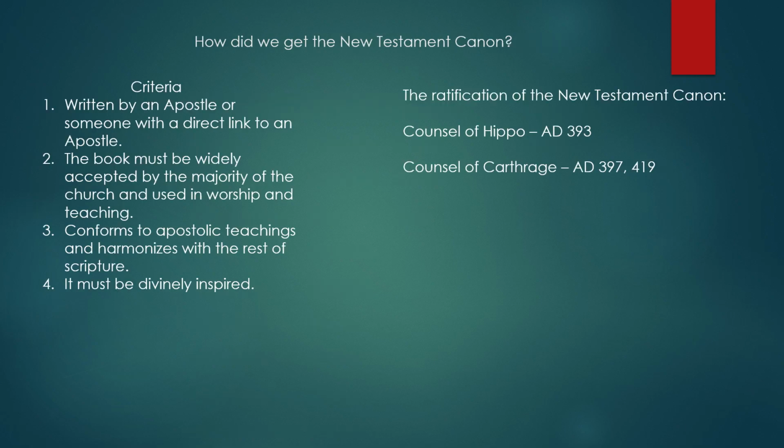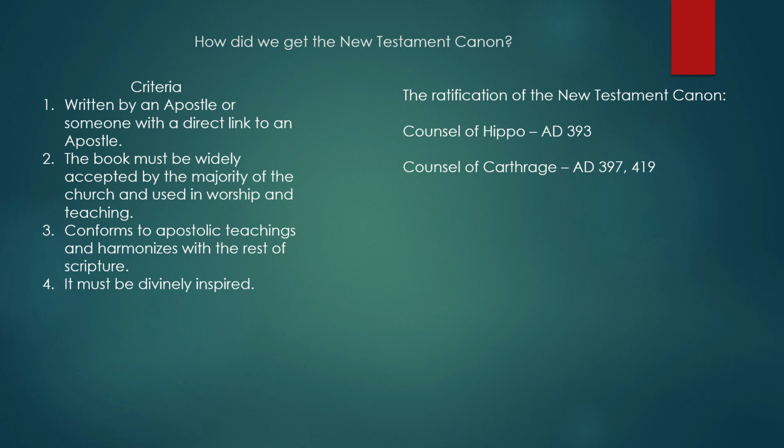The last thing we're going to talk about is how we actually got the New Testament canon. And there was actually some criteria that had to be met. The book must have been written by an apostle or someone with a direct link to an apostle. The book must be widely accepted by the majority of the church and used in worship and teaching. And the book must conform to apostolic teachings and harmonize with the rest of Scripture, and it must be divinely inspired.